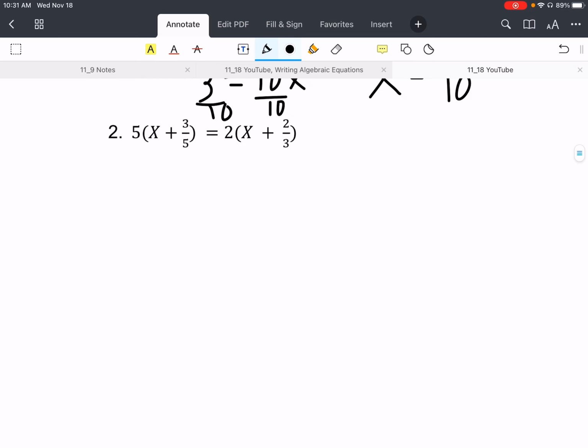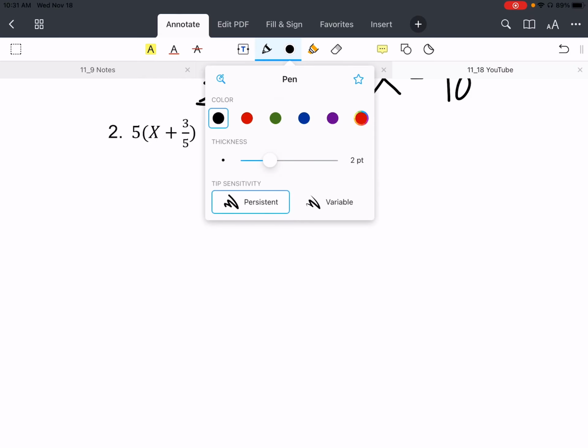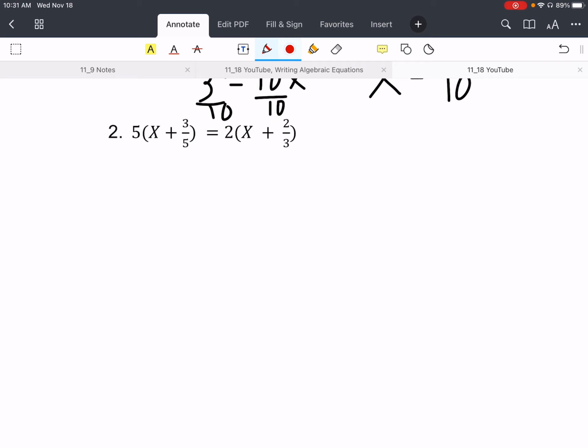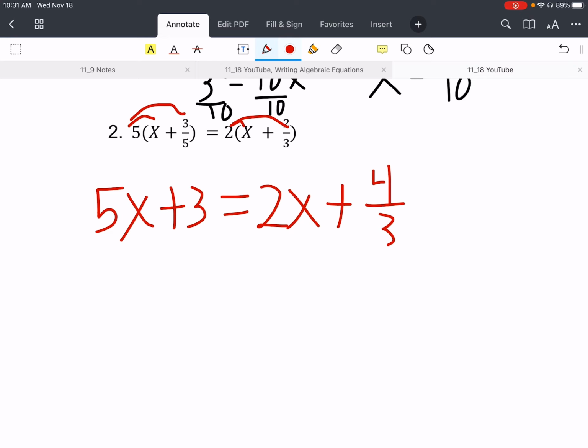Okay, question 2. This one is similar, except we are starting with the distributive property. So we're multiplying the 5 times x and 5 times 3/5. Gives us 5x plus 3 equals 2x plus 4/3. So just like yesterday, you always want to start out by eliminating the parentheses by using the distributive property. Here, we could multiply everything by 3 to eliminate this fraction, but we're just going to deal with the fractions this time.